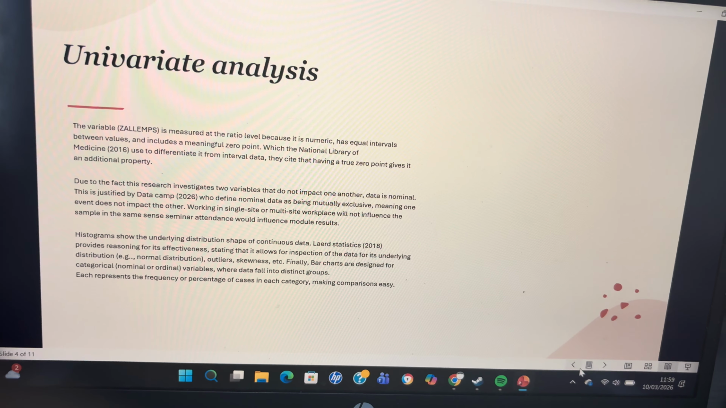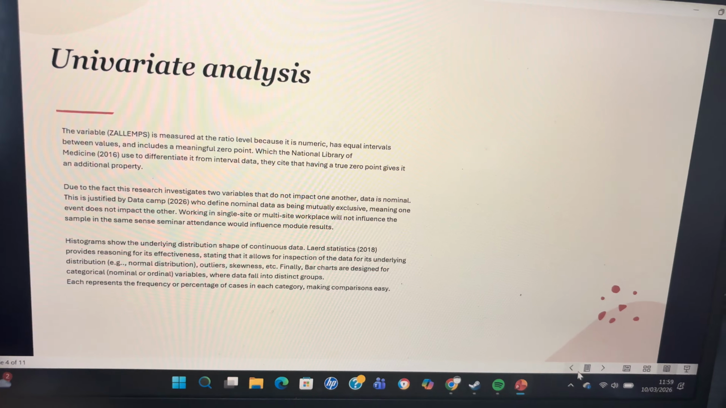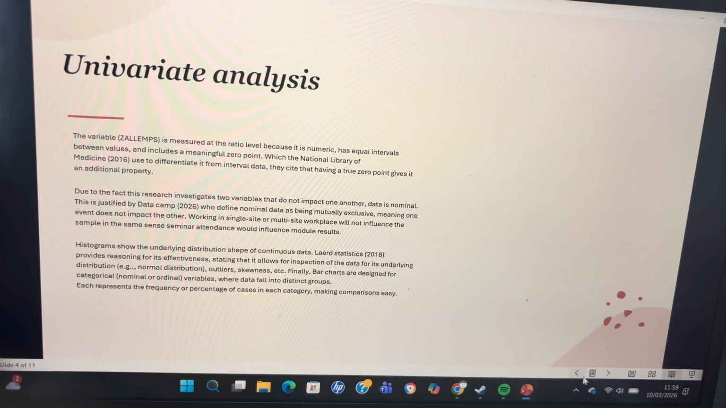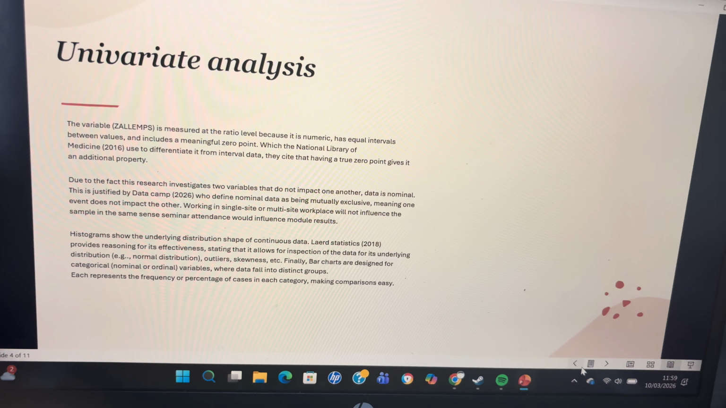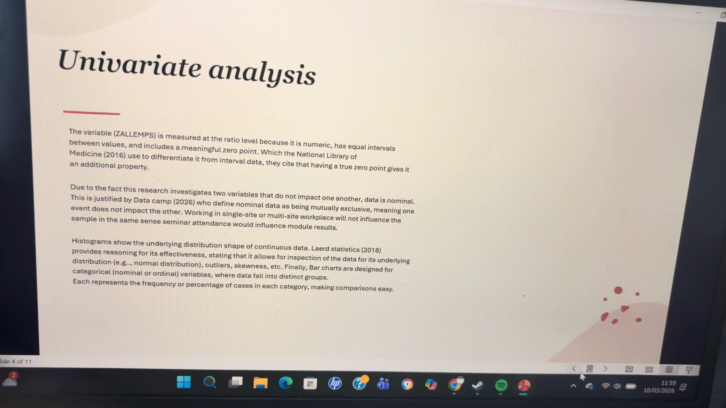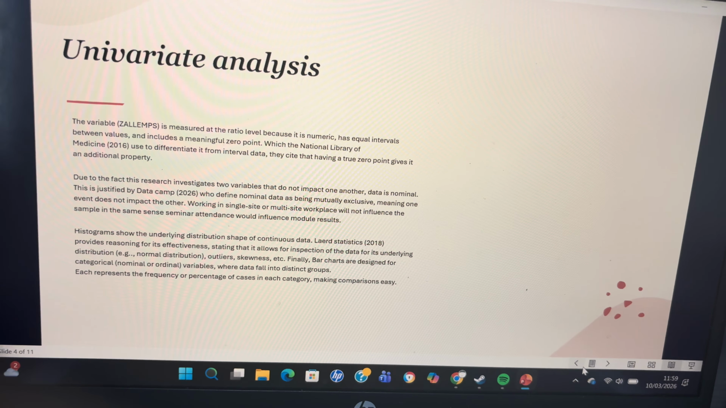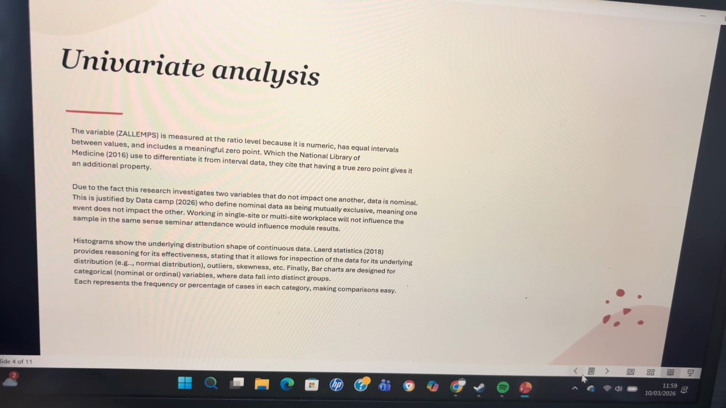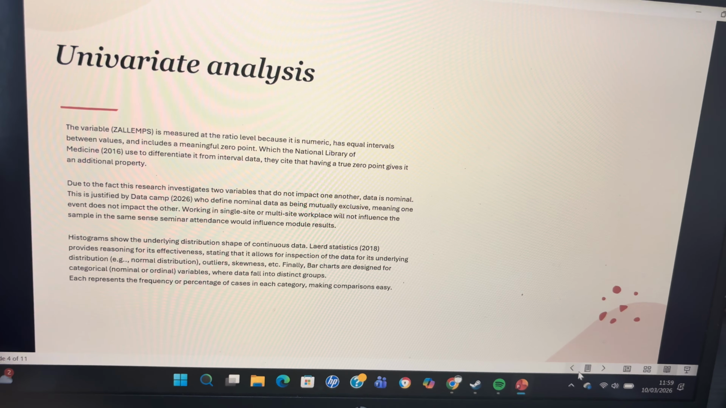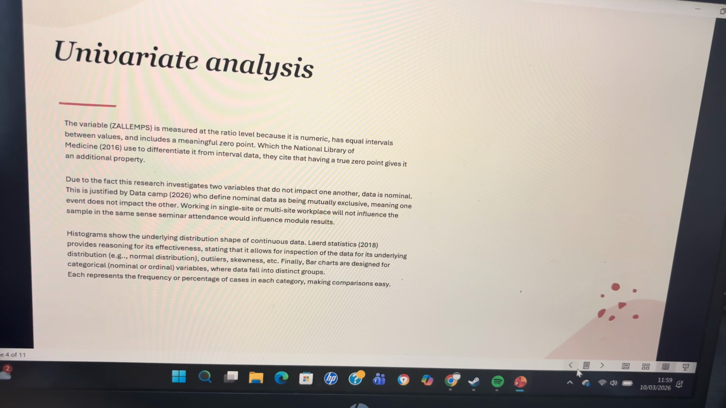influence module results. Histograms show the underlying distribution shape of continuous data. Layer statistics provides reasoning for its effectiveness, stating it allows for inspection of data for its underlying distribution, e.g. normal distribution, outliers, skewness, etc.